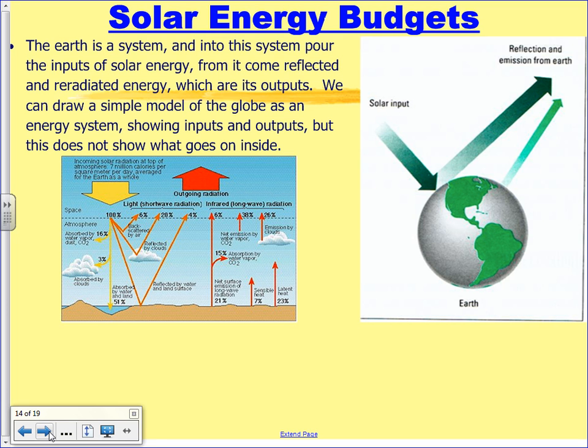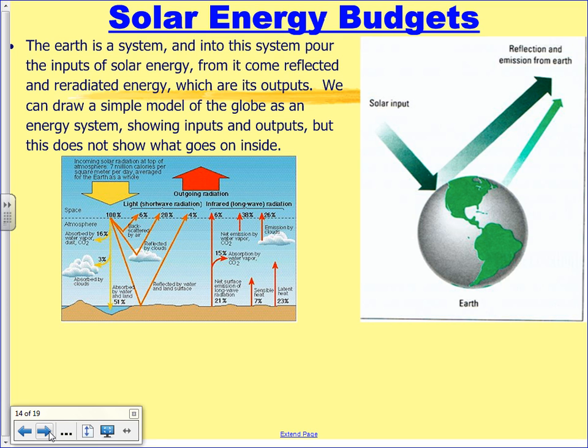Okay, solar energy budgets. What happens with solar energy when it comes to the Earth? The Earth is a system. What kind? We talked about three in the last unit. Anyone remember? Open, closed, and isolated. The Earth would be open. Okay, the Earth is an open system.